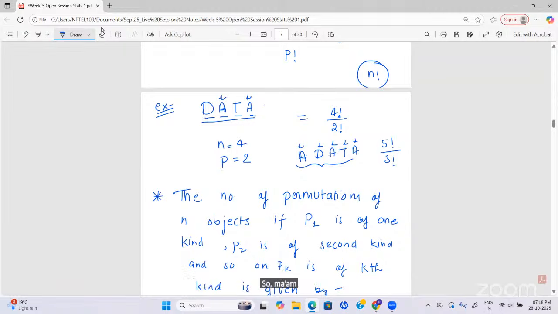Ma'am, my doubt is whether the answer will be 3 raised to power 5. It will not be 3 raised to the power 5 for this case. You can check the value by expanding this formula, 5 factorial divided by 3 factorial.